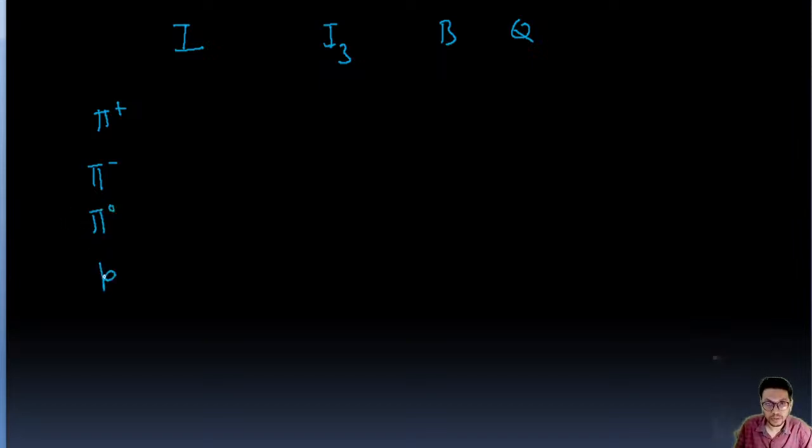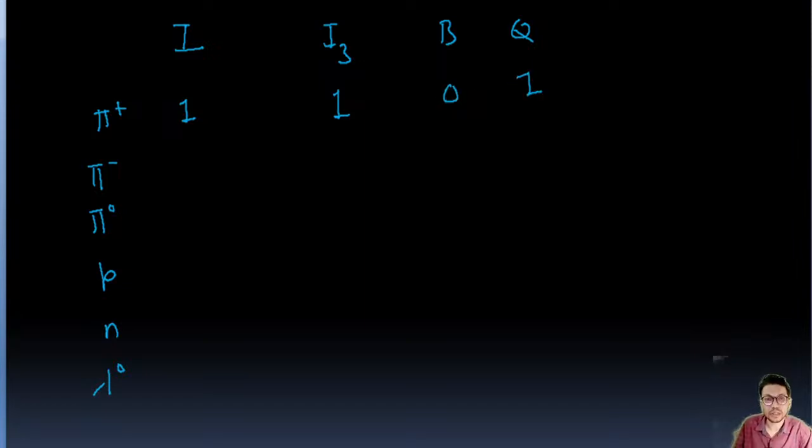Now I'll make a chart for this: I3, B and Q. We'll check for pion plus, pion negative, pion 0, proton, neutron, and lambda naught. For pion we know that I is 1, I have already found that, and I3 is 1 for pi plus. The baryon number is 0.